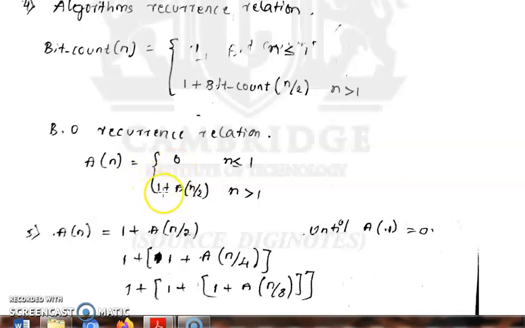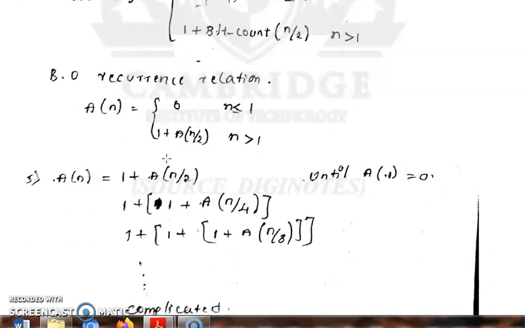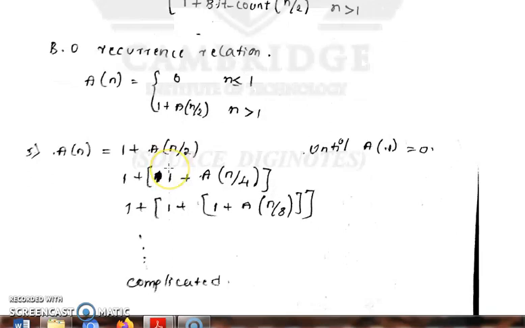Otherwise it is doing 1 plus A of floor value of n by 2, whenever n is greater than 1. So this is our recurrence relation for this algorithm. Let us solve or simplify it. As you know, to solve this recurrence relation, we have to apply the backward substitution method.